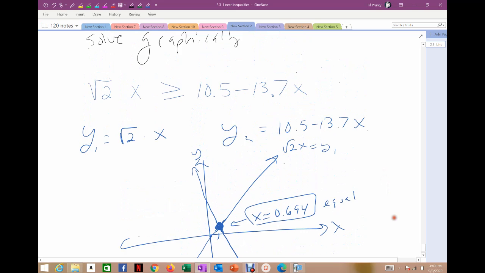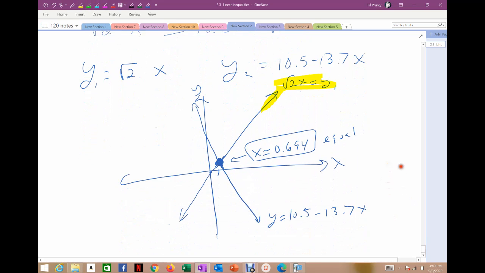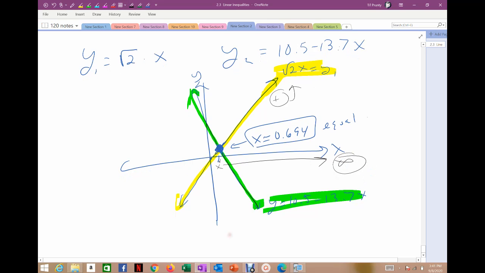Alright, so the question was asking, now that I've got the graph, when is the square root of 2 function, which is this one, bigger than the other function? So there's my green line, and there's my yellow line. I want my yellow line to be bigger than my green line. Well, when is the yellow line above the green line? It's above the green line from this x value to infinity, right? This is when it's bigger. And so the answer is 0.694 to infinity.